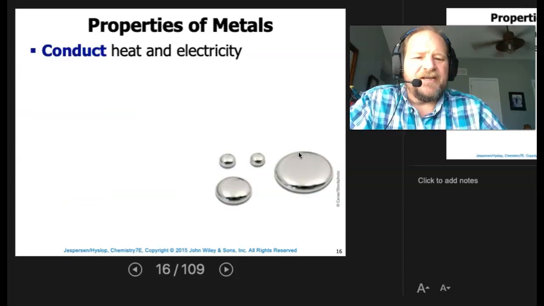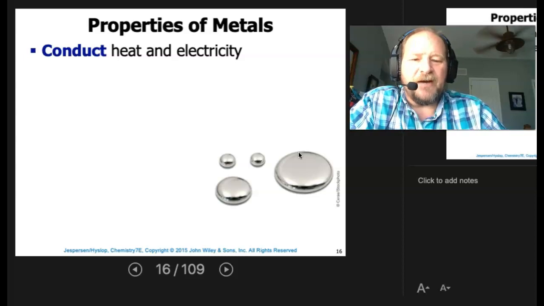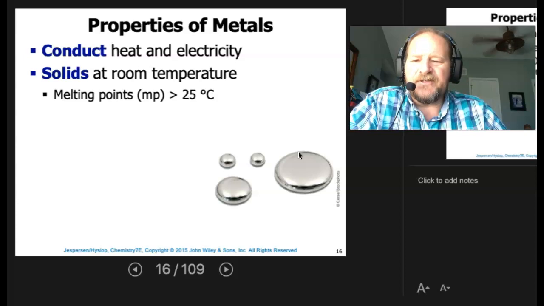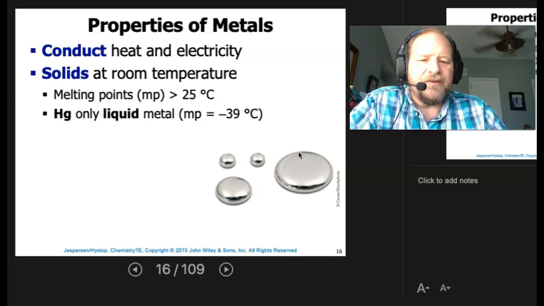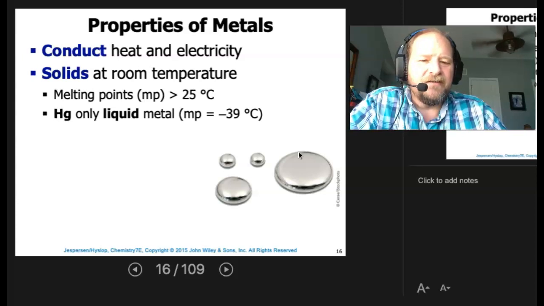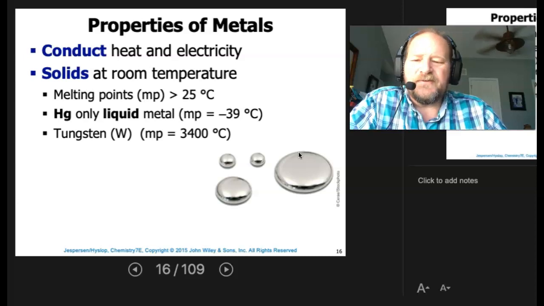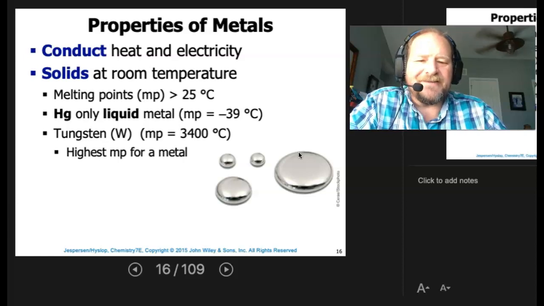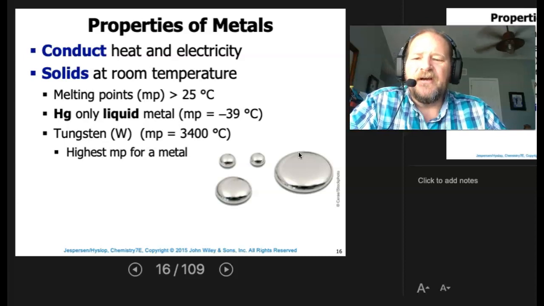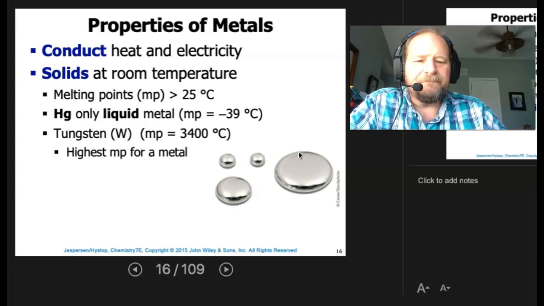They all conduct heat and electricity. That's why we use copper actually for wiring, right? They're typically solids at room temperature. In fact, their melting points are usually greater than 25 degrees C, with the exception of maybe mercury. Mercury's melting point is actually minus 39. Tungsten goes way up. It's got a melting point of 3,400. And of course, the reason we point out tungsten is it is the highest. Now, that's not something you have to really worry about, but this gives you an idea of the broad range of what the melting points for metals can be.